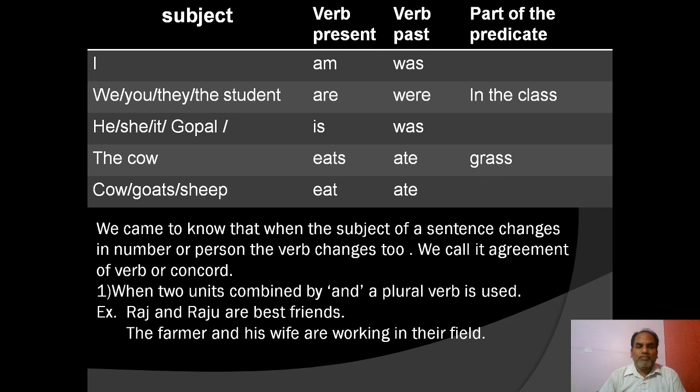First of all, when two units are combined by and, a plural verb is used. For example, Raj and Raju are best friends. Your Raj is third person singular and Raju is third person singular. But when they are joined, Raj and Raju, they are two and they are plural, so they carry the plural verb are. The farmer and his wife are working in their fields.